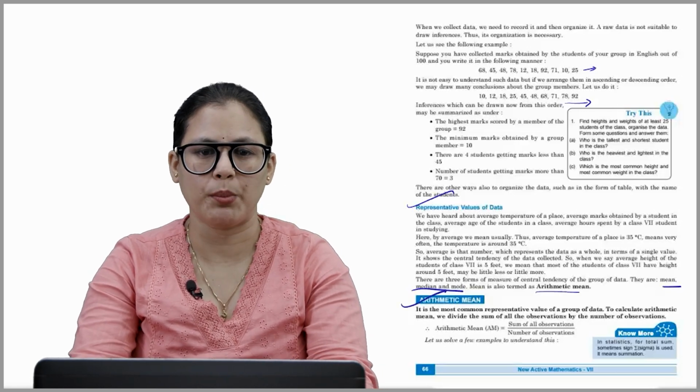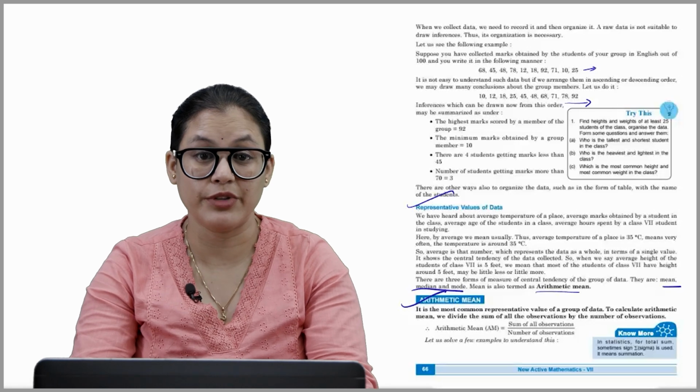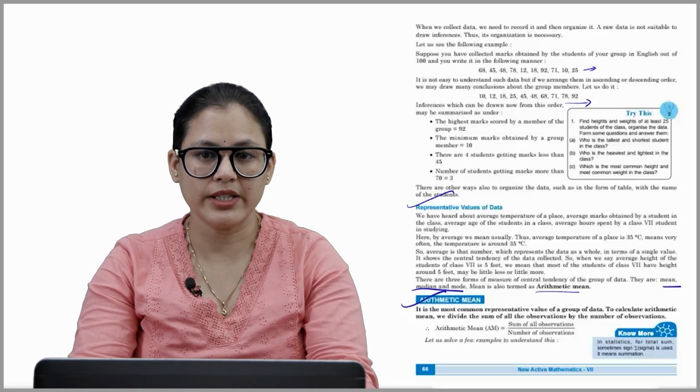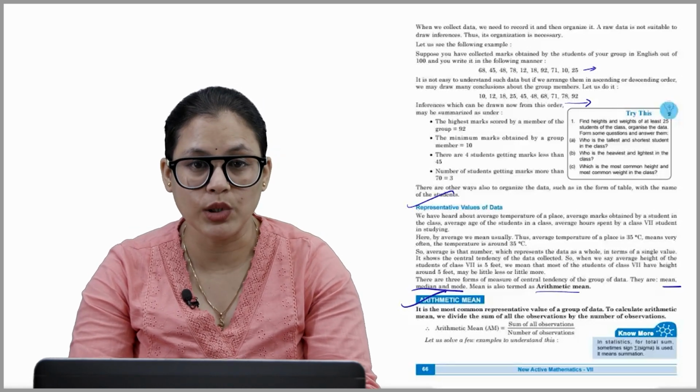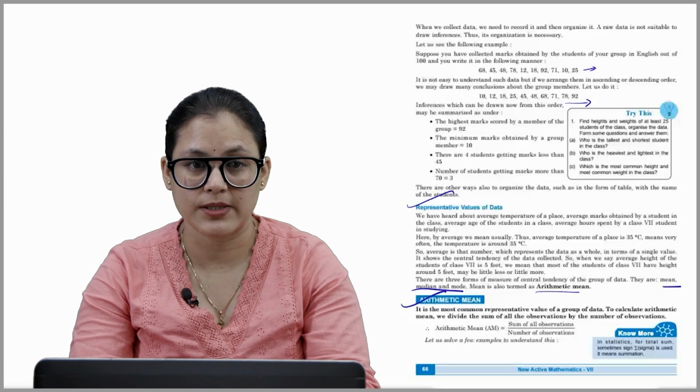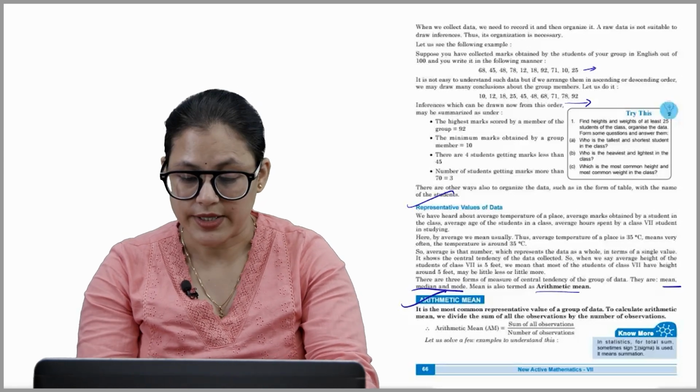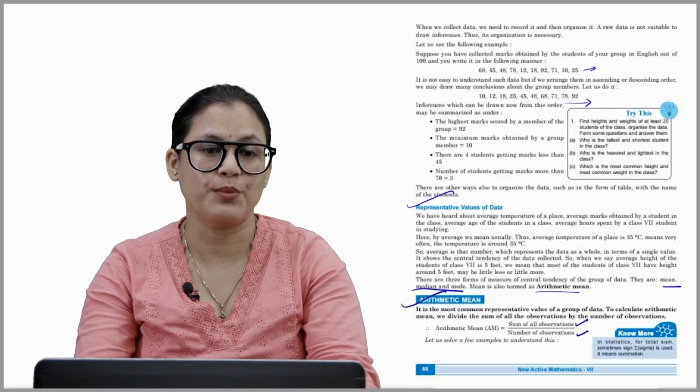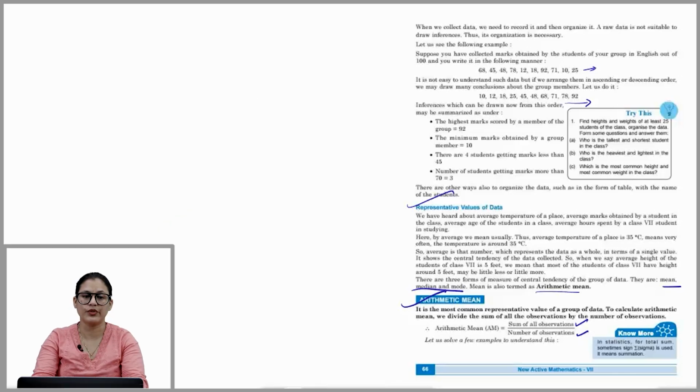It is the most common representative value of a group of data. To calculate arithmetic mean, we divide the sum of all the observations by the number of observations. Arithmetic mean is equal to sum of all observations upon number of observations. Let us solve a few examples to understand this, but first, note that in statistics, for total sum, sometimes this sign, which is also known as sigma, is used. It means summation, okay?